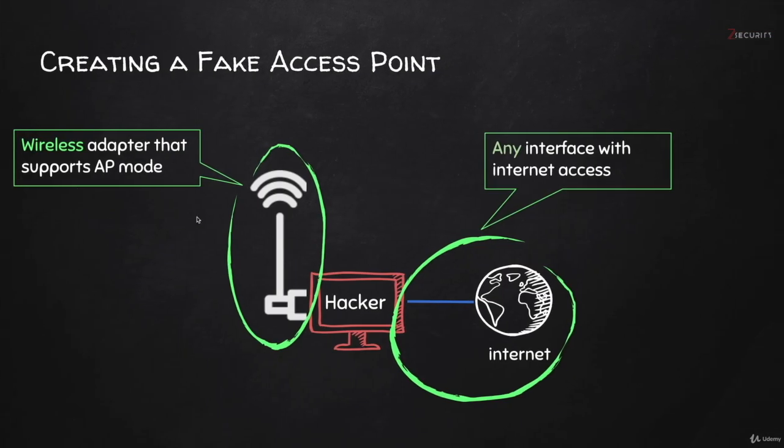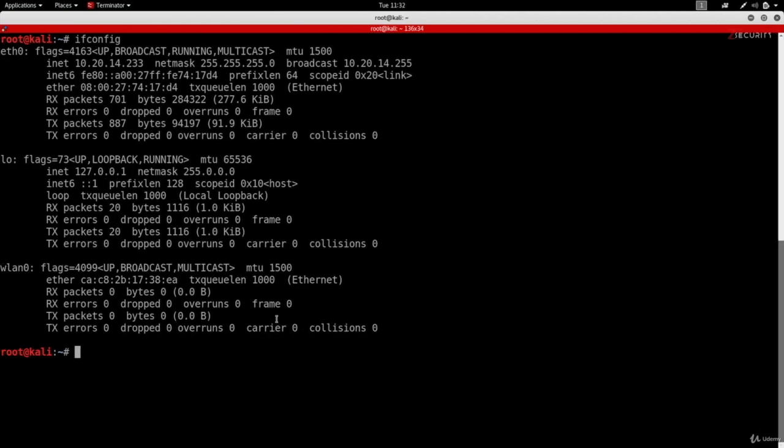The other interface that we need, we said that this needs to be a wireless adapter that is able to act as an access point. Again, if I go back to the result of my ifconfig, you can see I already have a wireless adapter connected to this computer. It's called LAN 0.